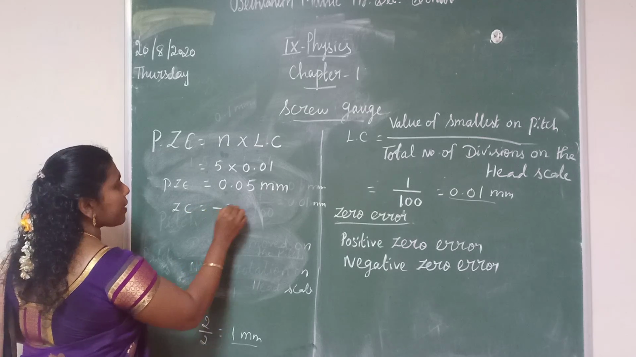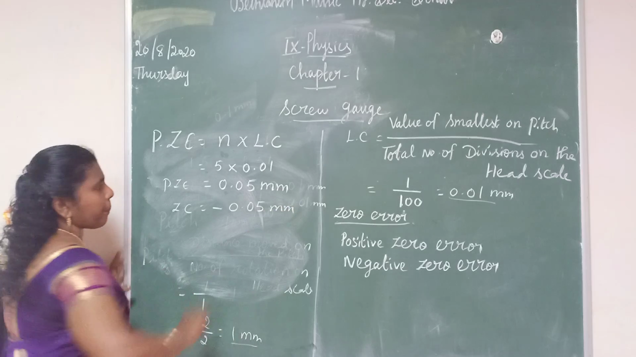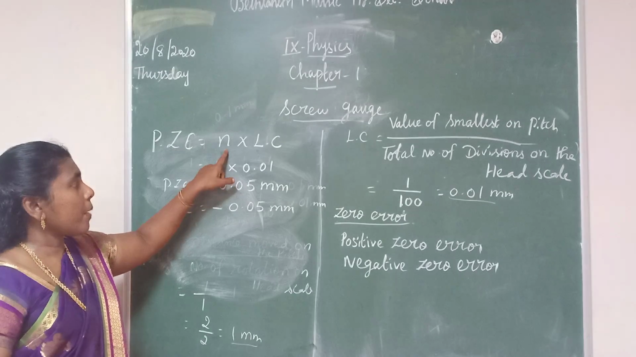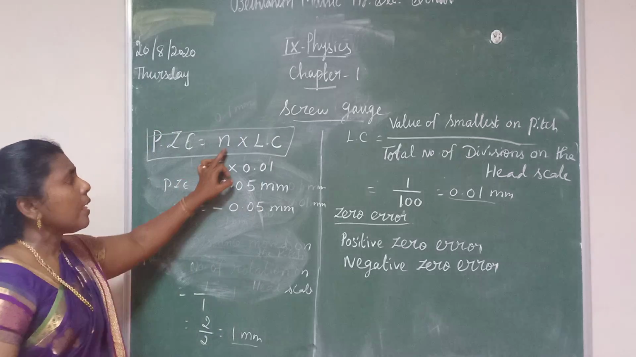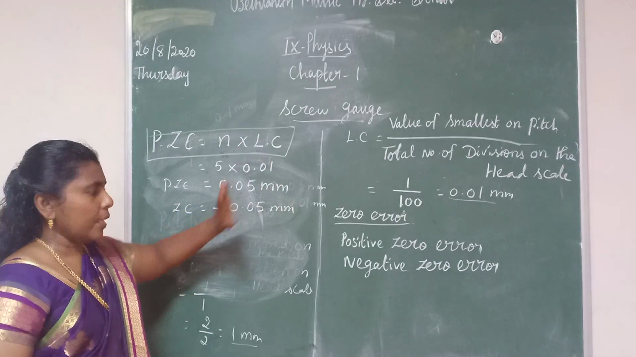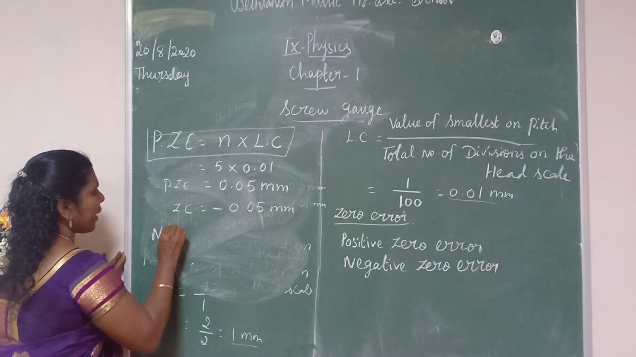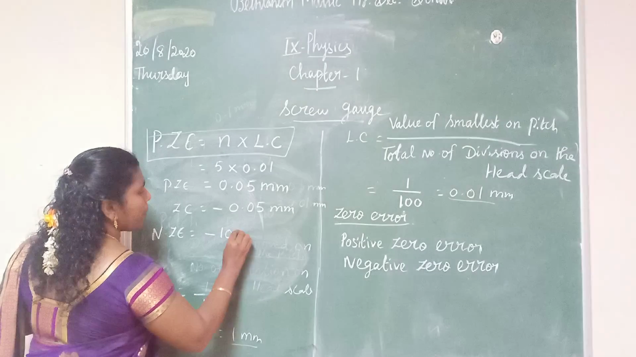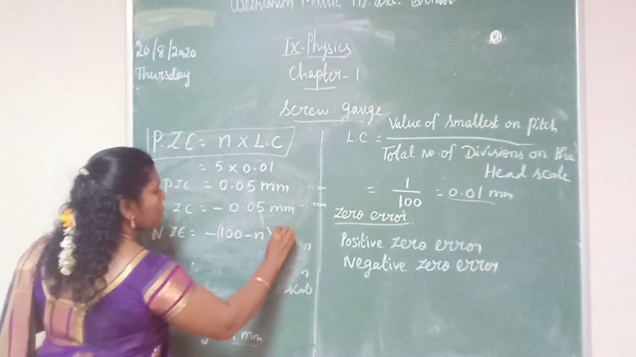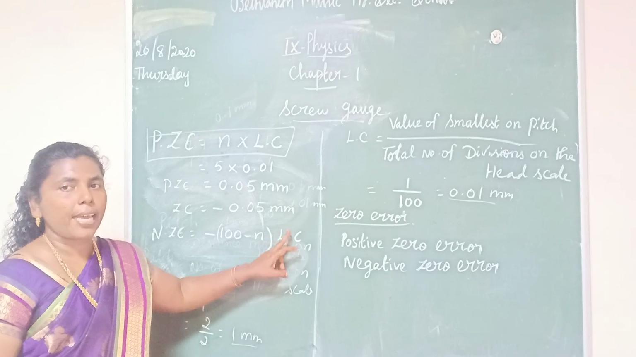Suppose the error is positive, then the zero correction will be minus 0.05 millimeter. Okay. So this is the formula for positive zero error. What's the formula for positive zero error? N into LC. Next we can learn negative zero error. The negative zero error formula is minus of (100 minus N) into LC.